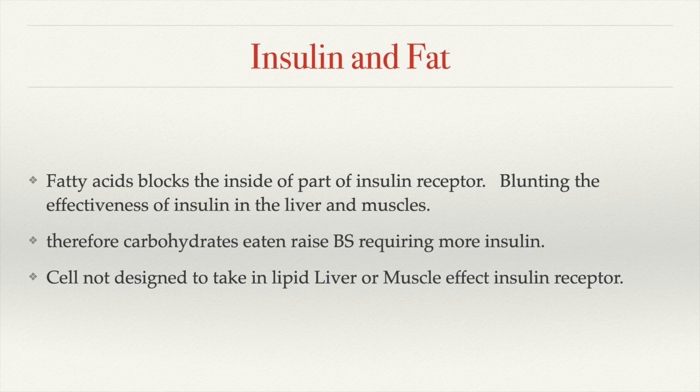Saturated fatty acids block the inside part of the insulin receptor, blunting the effectiveness of insulin in the liver and muscles. Therefore, when you eat carbohydrates, you need more insulin to keep your blood sugar down. Some cells are not designed to take in extra fats, such as the liver and muscle, and this causes a fatty liver and can affect the muscles adversely also.